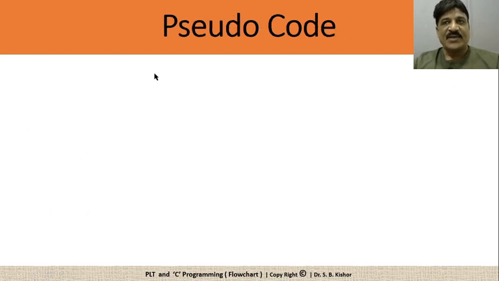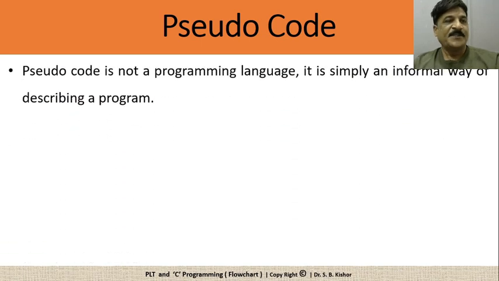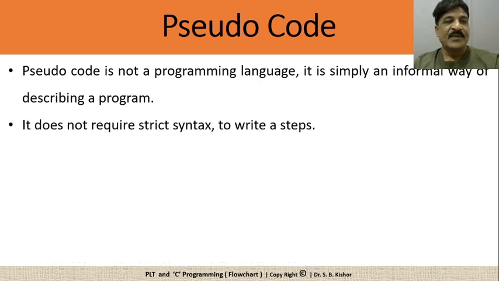Now, what is pseudocode? As we have already seen, it is code which is somewhat similar to a programming language. Converting pseudocode into the corresponding programming language is quite easy compared to algorithms. Pseudocode is not basically a programming language, because we are not able to execute any code written in the form of pseudocode. It is simply an informal way of describing a program. It does not require following any strict syntax to write a particular step.